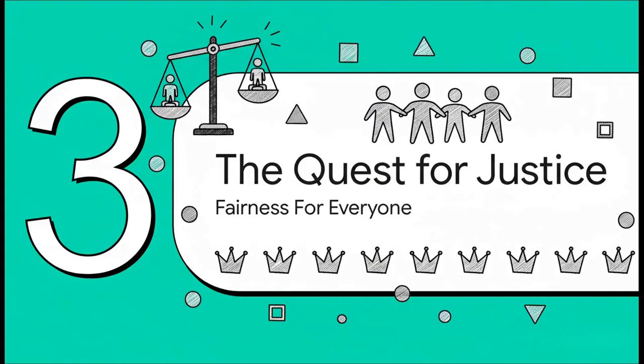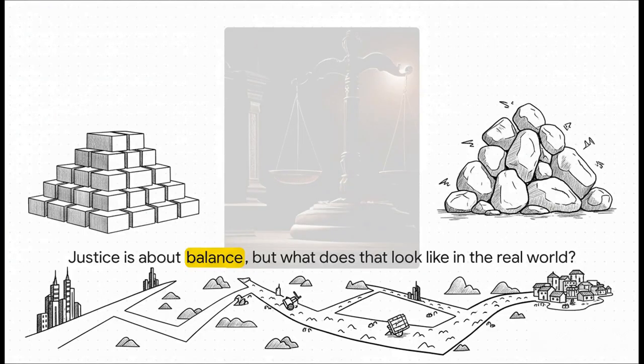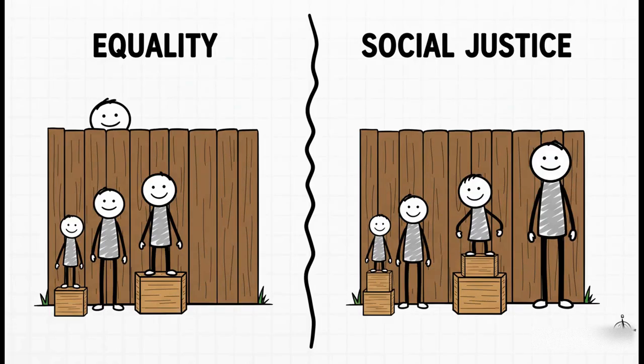But just stopping people from harming each other is only one part of the puzzle. What about building a society that's actually fundamentally fair? And that brings us to our next big pillar, the quest for justice. Because a just society isn't just about what we're free from, it's about making sure there's fairness for everyone. We've all seen this image, right? The scales of justice, held in perfect balance. It's a great symbol, but what does that balance actually look like in the real world, where things are messy and complicated?